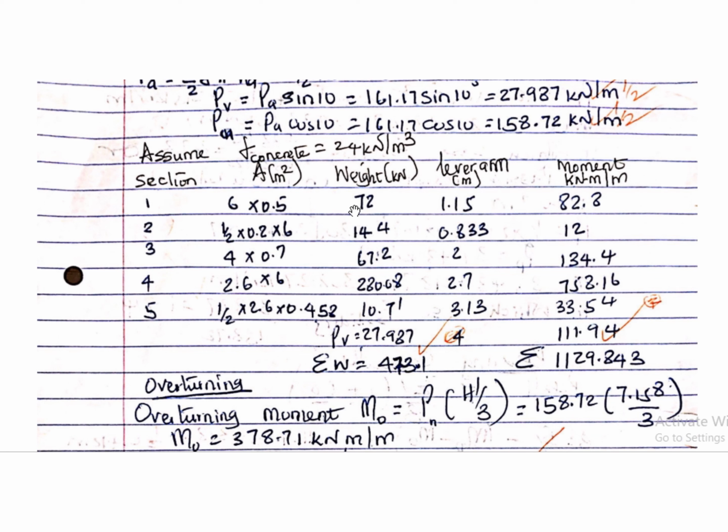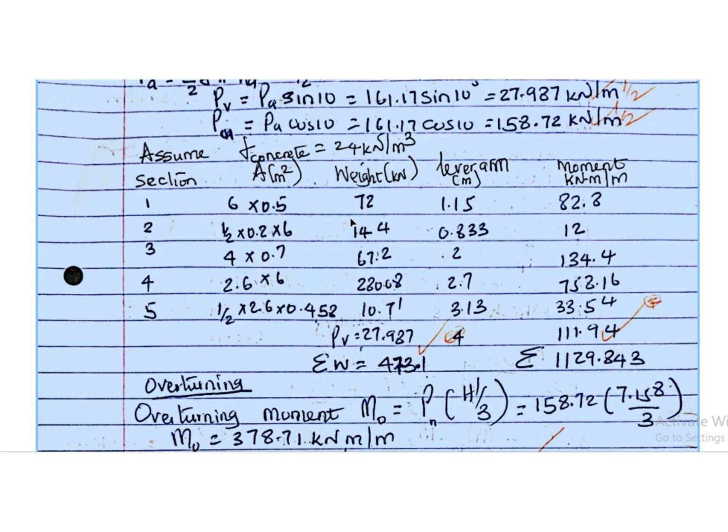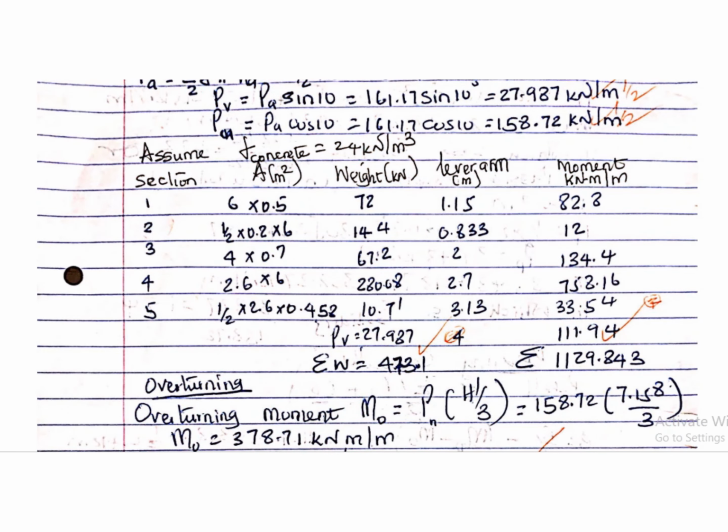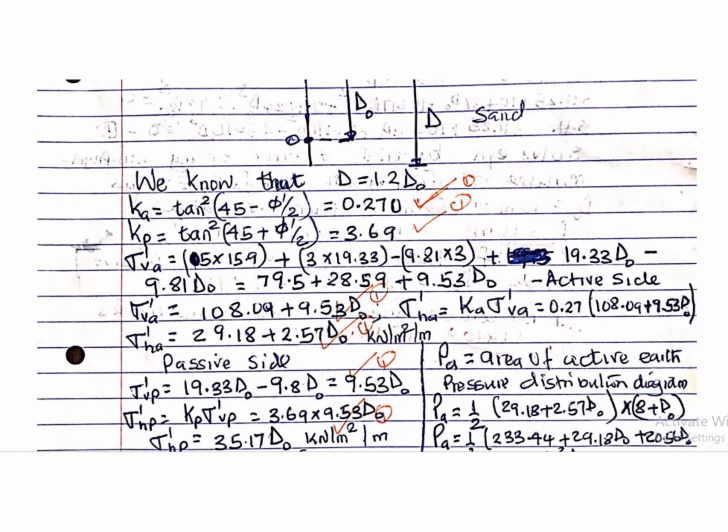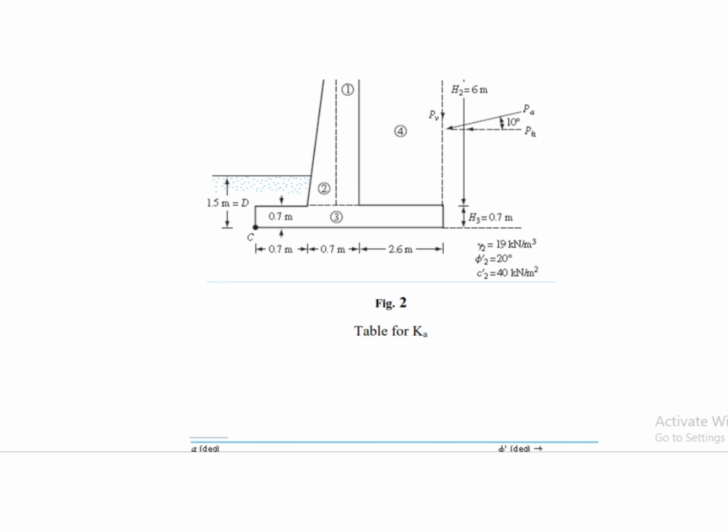So then the weight would be the volume times the unit weight, which in my case I've assumed 24. Some people can assume, I think the weight of concrete is usually between 23 to 24, so I've used 24. And the lever arm, I'm just going to demonstrate one there. The most important thing here also is where you are taking the moment. It is shown at point C, so the moment is at point C.